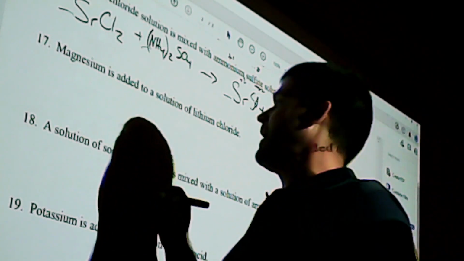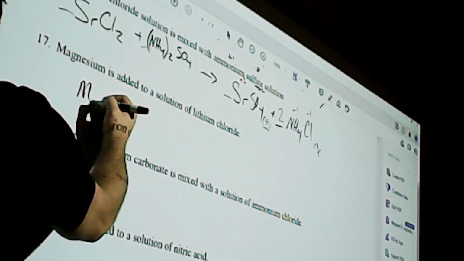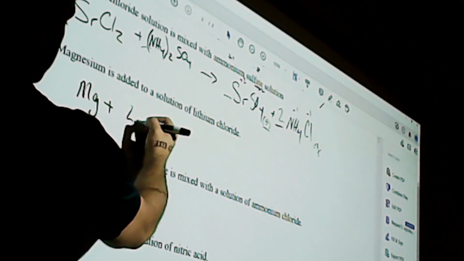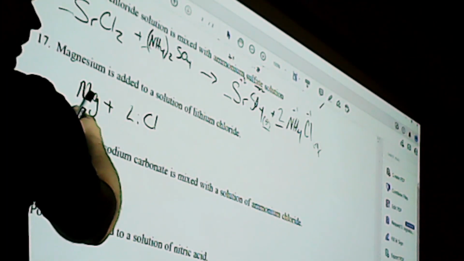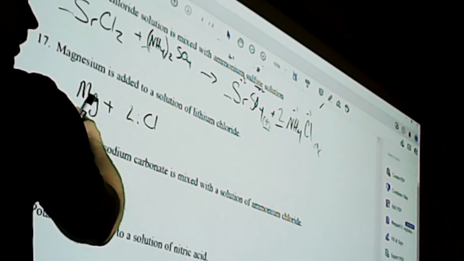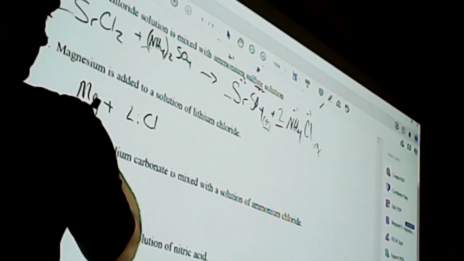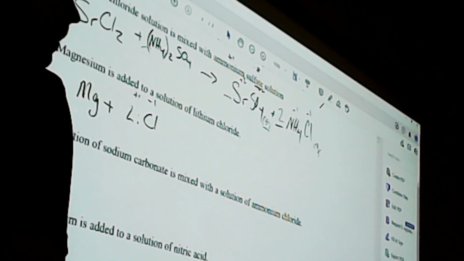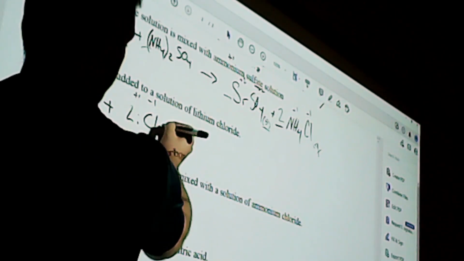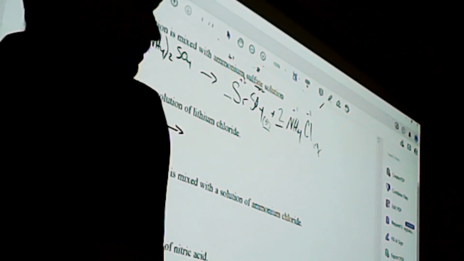Next one. Magnesium is added to lithium chloride. Once again, magnesium is a diatomic. No, it isn't. Lithium plus 1, chlorine minus 1. When I cross those up, what do they do? Cancel each other out. And this gives me LiCl.